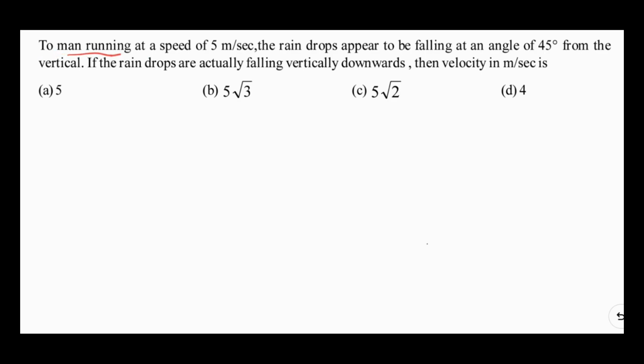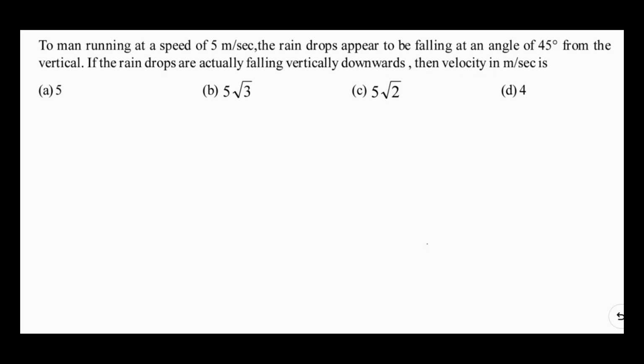To a man running at a speed of 5 meter per second, the raindrops appear to be falling at an angle of 45 degree. So it's given that the man is running with a velocity of 5 meter per second and we can assume it is on horizontal ground. The velocity of rain with respect to man is at an angle of 45 degree from the vertical. If the raindrops are actually falling vertically downward, what is the velocity of rain in meter per second? Of course here man's velocity is already given, then we need to find the velocity of rain.